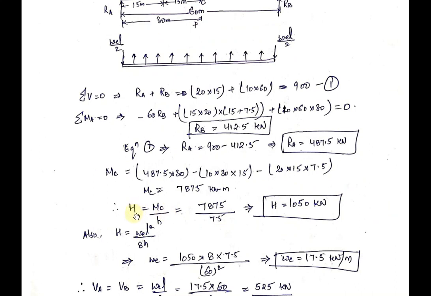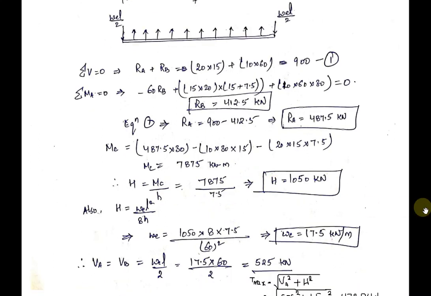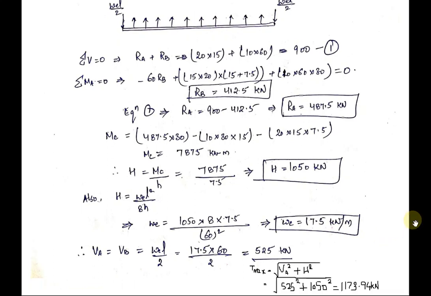Now we know that horizontal thrust is MC upon small h. Put the values, we will get the value of the horizontal thrust as 1050 kilonewtons. Also we know that the value of the horizontal thrust is equal to WE L square by 8h. So after putting all the values, I will get the value of WE, which will come out to be 17.5 kilonewton per meter. Now we know the value of WE, so therefore VA and VB can be calculated as WEL by 2. Therefore Tmax can be calculated as under root VA square plus H square. After putting the values, the value of Tmax will come out to be 1173.94 kilonewtons.